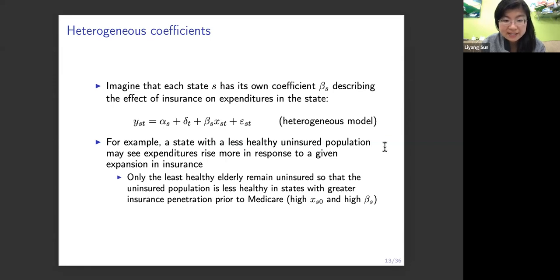A state with a less healthy uninsured population may see expenditure rise more in response to a given expansion in insurance. This can be because less healthy insurees would require more expensive care to get healthy. Suppose further that the uninsured population is less healthy in states with greater insurance penetration prior to Medicare. This can be due to adverse selection, so only the least healthy elderly remain uninsured. In this case, beta S will tend to be positively related to X S,0.